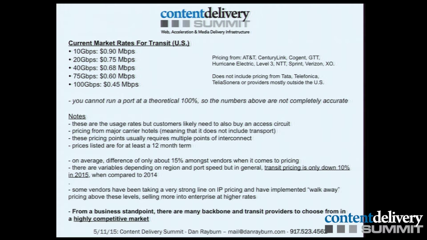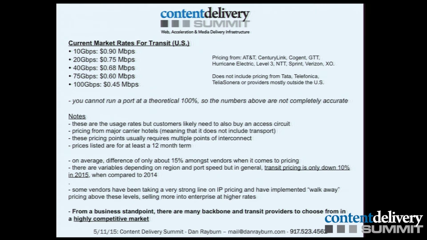But a couple things you have to realize here. You can't technically run a port at 100% capacity, or you shouldn't, let's put it that way. So let's say you're at 90%, you're already having to buy more transit above that. So you have to add some level of overflow to this. So these numbers are pretty good in terms of the average, but this doesn't necessarily mean this is what you should pay. Depends exactly what you're asking for.